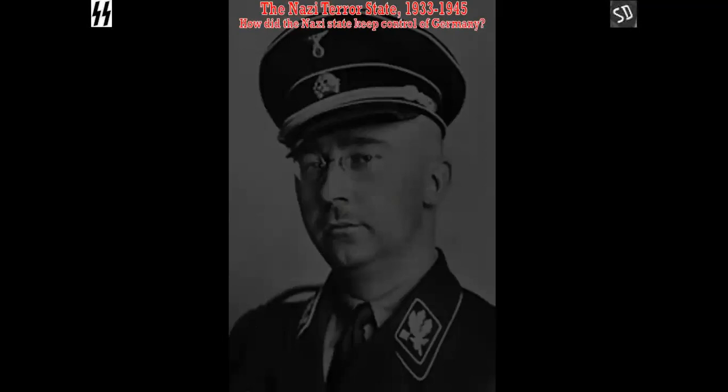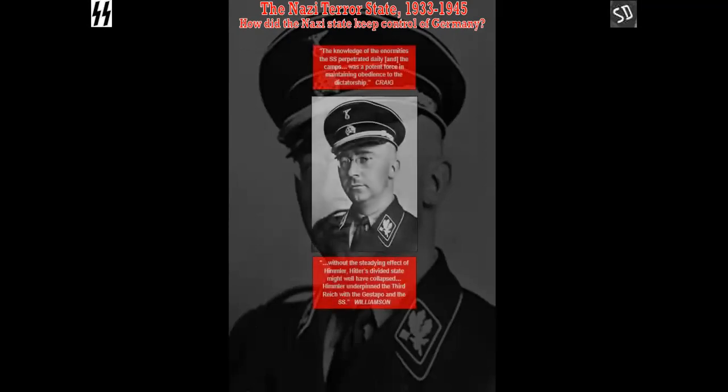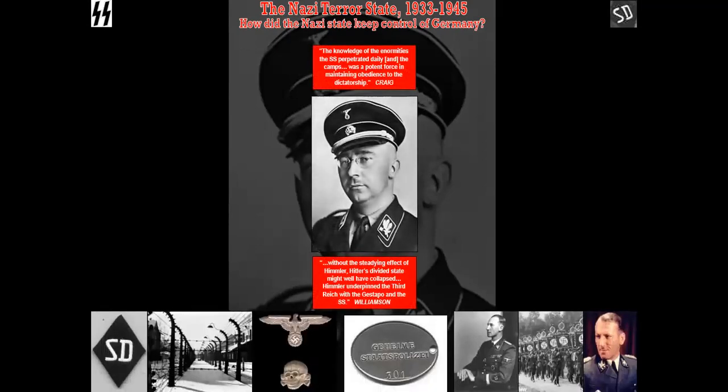The Nazi terror state, 1933 to 1945. How did the Nazi state keep control of Germany? And you'll notice where I've put my images in the top 2 corners. Now, there is still a hint about who's in the middle. Have you figured it out yet? Of course, it's Heinrich Himmler himself, the chicken farmer.